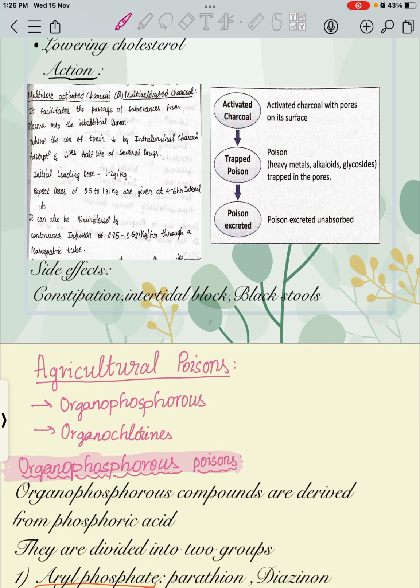Side effects: constipation, intestinal block, black stools. So why does intestinal block happen? As we explained earlier, it facilitates passage of substances from plasma into the intestinal lumen, hence intestinal block happens.